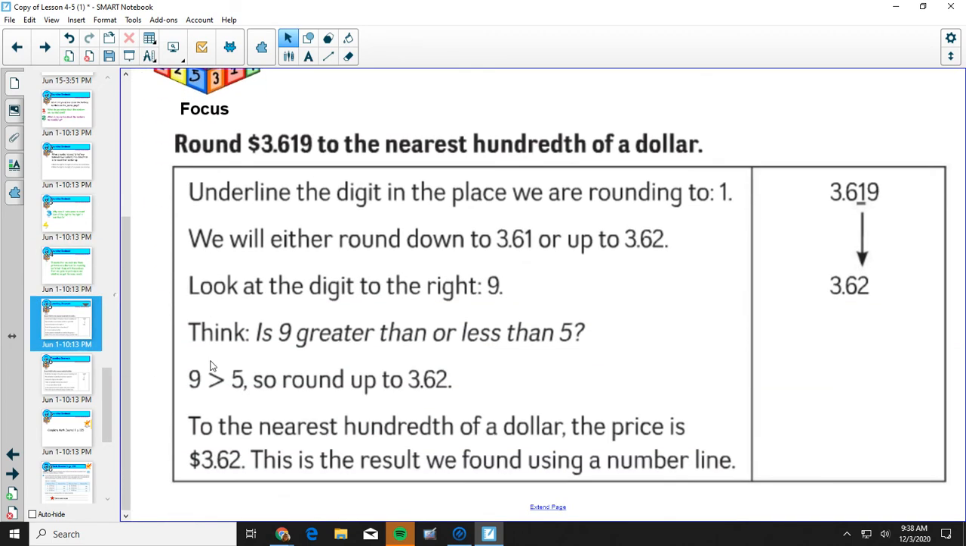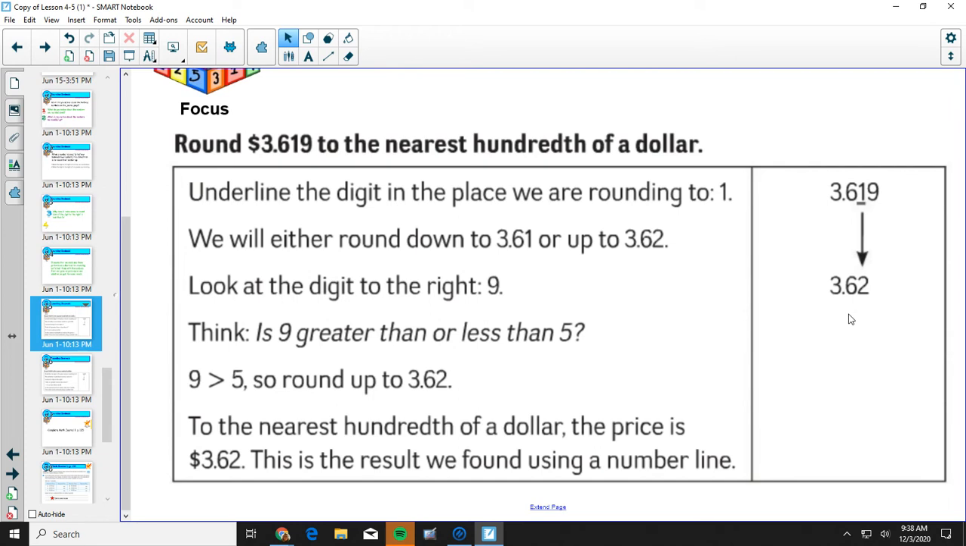So if you take a look here, it says to round 3 and 619 thousandths dollars to the nearest hundredth of a dollar. So what they did here is they underlined the digit in the place we are going to round to, 1. We will either round down to 3.61 or up to 3.62. Look at the digit to the right, and that's a 9. You can see the work over here.